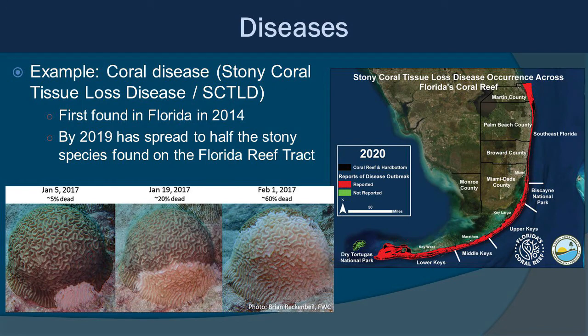An example of this would be a coral disease called stony coral tissue loss disease. It was first found in Florida in around 2014. By 2019, it had spread to half the stony coral species found in the Florida reef tract. You can see the map that shows you just how far ranging this particular disease is, and also what the impact is to the coral. This shows one coral monitored between January of 2017 to February of 2017, and 60% of it is now dead in that particular study. So disease can have a big impact on various different habitats and populations and species.